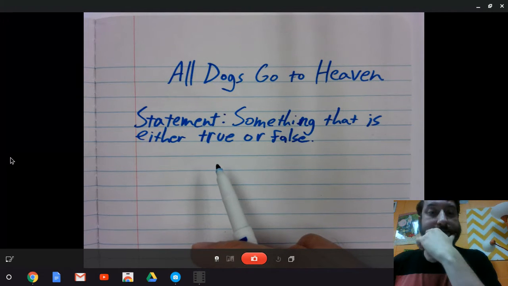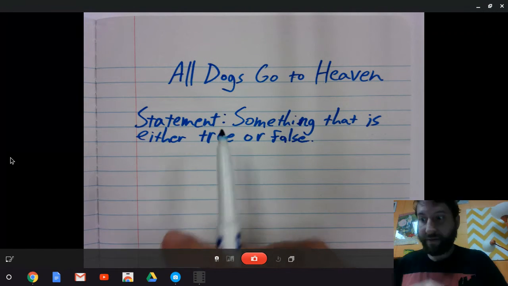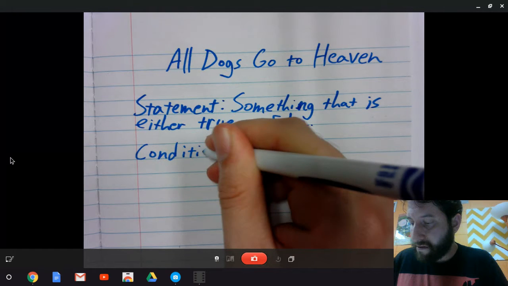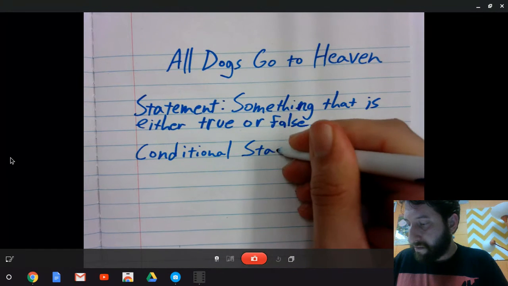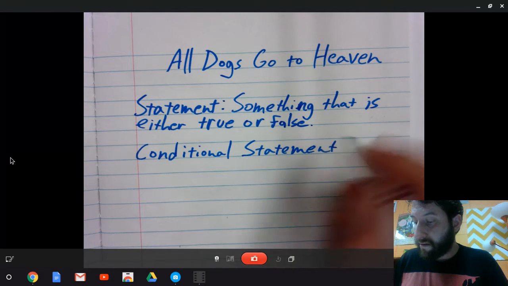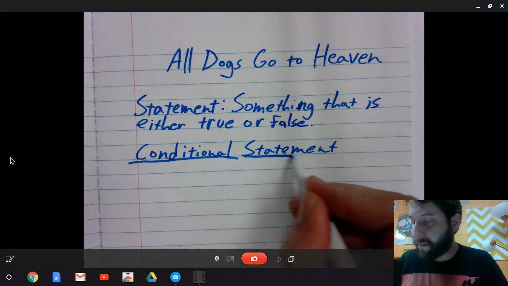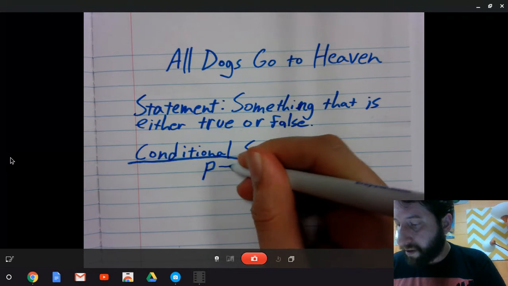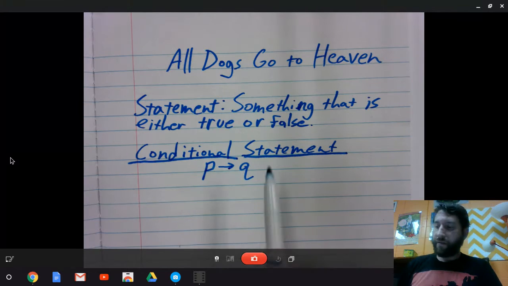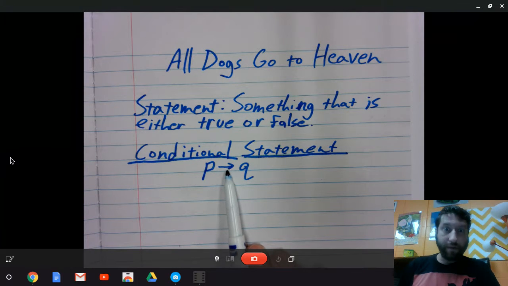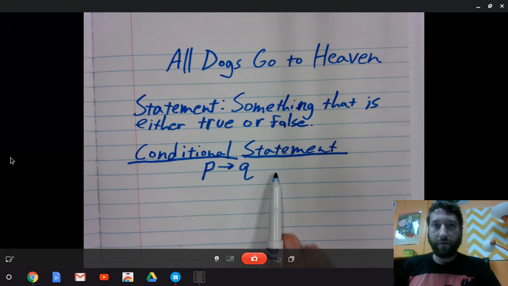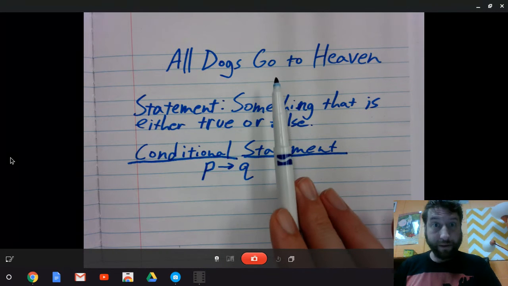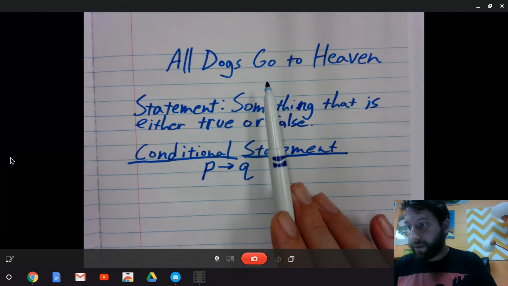Now, the most common statement is called a conditional statement. So that's the next thing I'm going to write, conditional statement. And I'm going to underline it because this is important, conditional statement. A conditional statement says this. It says P implies Q. So that little arrow right there means implies. So I'm saying P implies Q. Now, how can I relate that to this? This is actually a conditional statement up here. It doesn't look like it at first, but we can rewrite it to make it look like that.